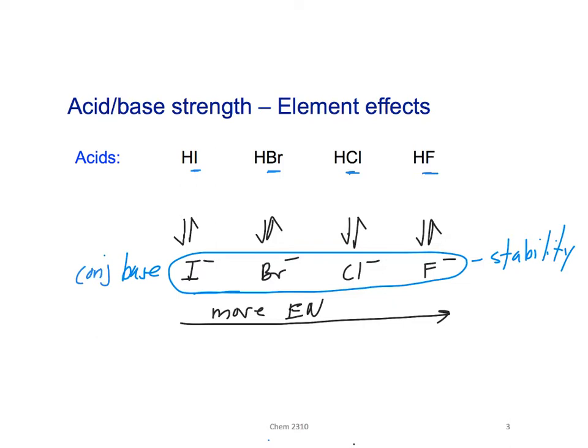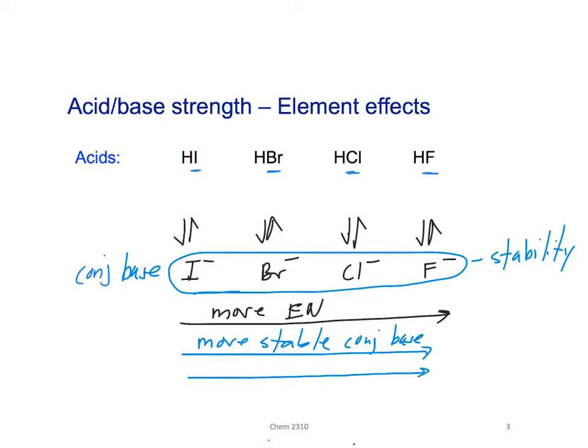So if we consider electronegativity, then this would probably lead us to thinking that we're going to a more stable conjugate base, right? Okay, and that would lead us to saying that HF is a stronger acid than HI, right? So stronger over here.